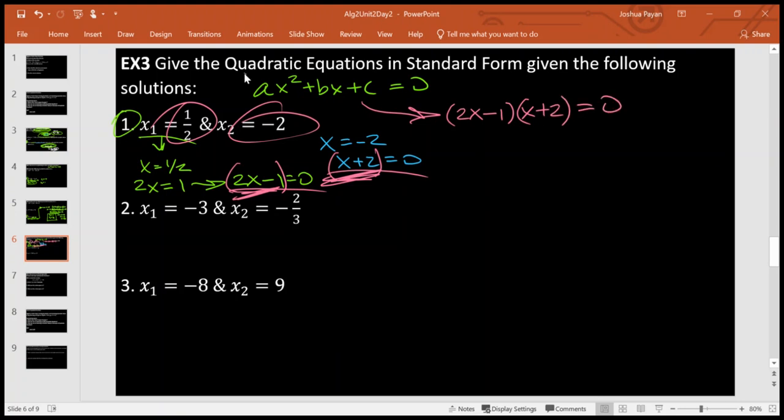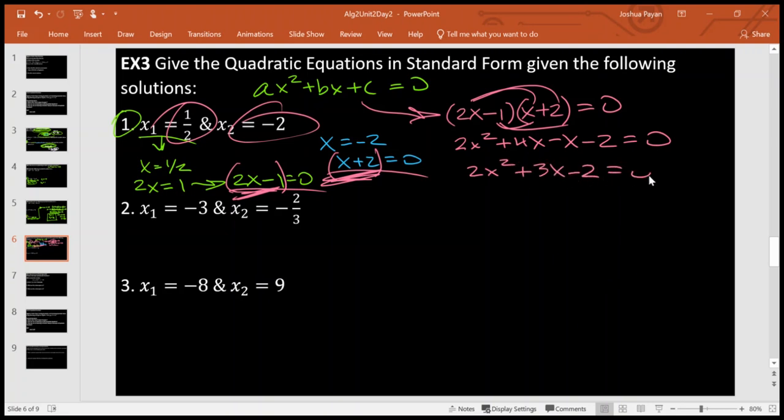And then to get it in actual standard form, ax squared plus bx plus c, all I need to do is FOIL. So 2x times x, 2x squared. 2x times 2, 4x. -1 times x, -x. -1 times 2, -2. Combine like terms, we get 2x squared plus 3x minus 2 is equal to 0. And there I have it. Ax squared plus bx plus c equals 0. I have my standard form quadratic resulting from those two solutions.